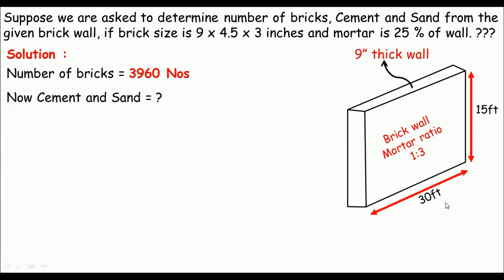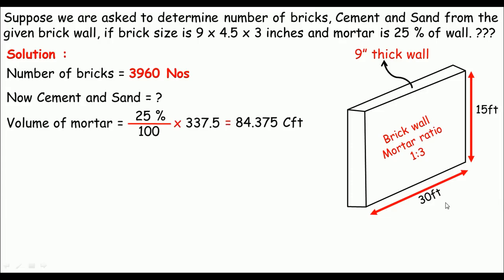And remember, a few minutes ago we have already calculated the volume of mortar. That was just 84.375 CFT. So from this volume we can get the cement and sand so easily. If you know about the ratio and summation of ratio, just look into the ratio, that's 1:3. So its summation must be 4. When we have the summation of ratio and the volume of mortar, then of course we can calculate the cement.